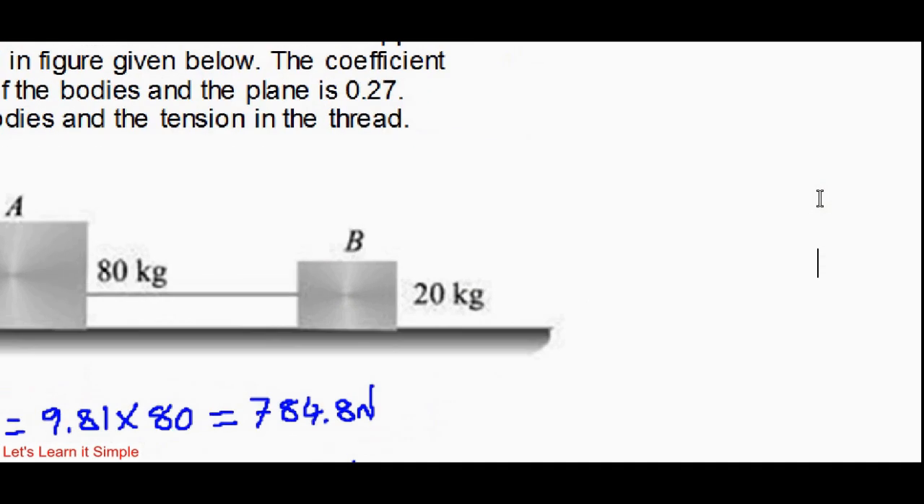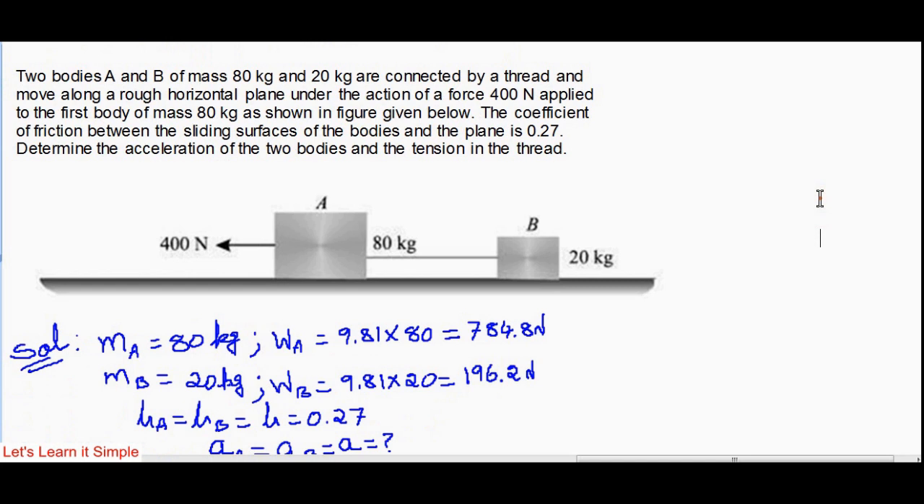Hello everyone, welcome to my next video about friction. In this problem, we are going to apply D'Alembert's principle to solve the problem.